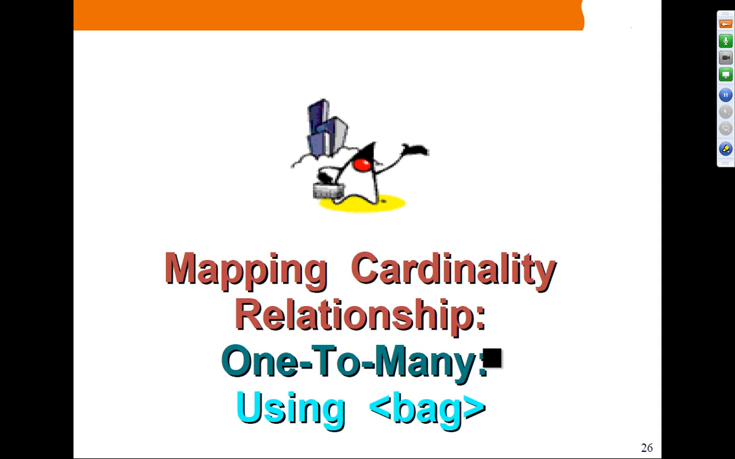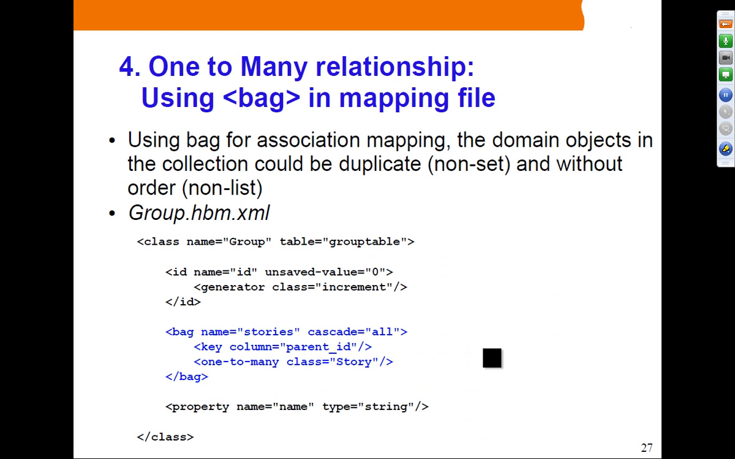The last one is a bag. A bag is a little bit special in the sense that when using a bag for association mapping, the domain objects in the collection could be duplicates. So it could be a non-set, and without order. This is the most general form of mapping. That's the terminology I was looking for.